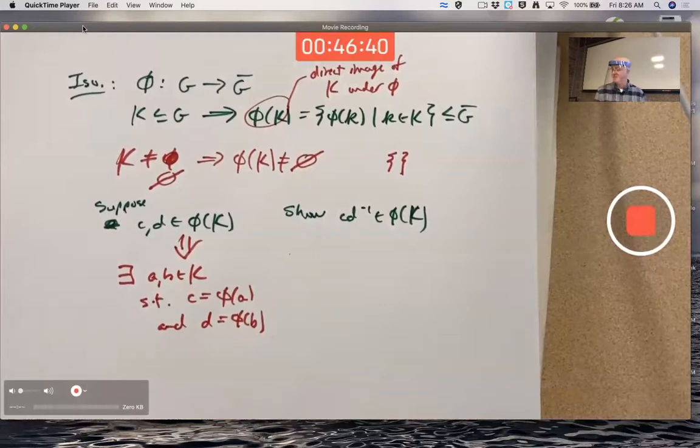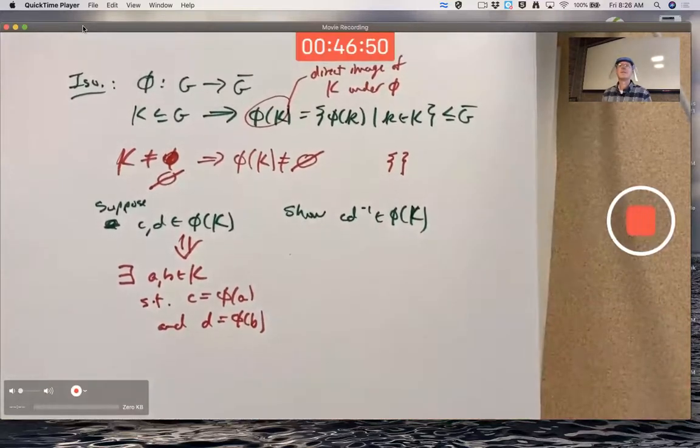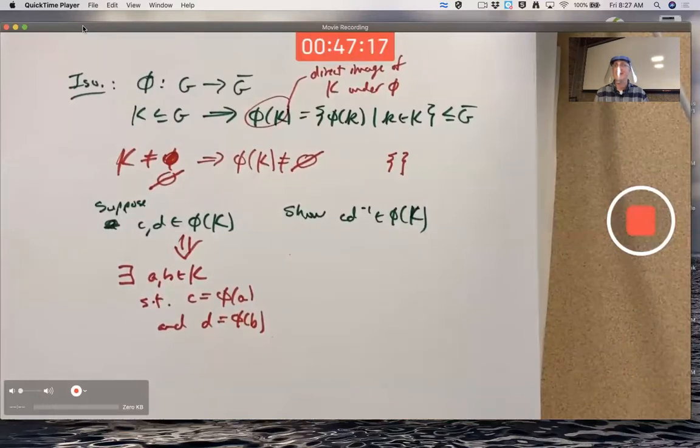How does this help? Got a guess? Got some intuition to get from here to here? There's really only one thing, when you think about it, that makes sense to guess as something in K that will get mapped to C times D inverse. If it's coming to you, and you're developing some intuition, don't be afraid to say it. Nobody?